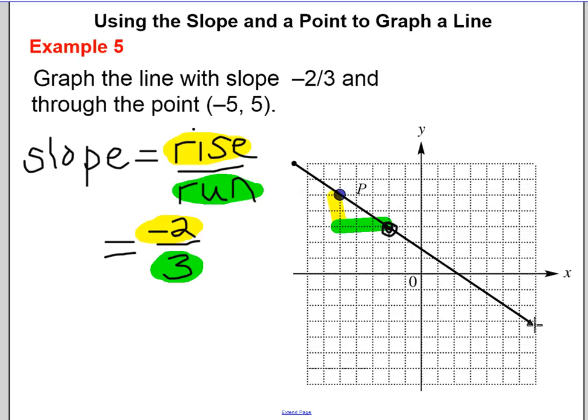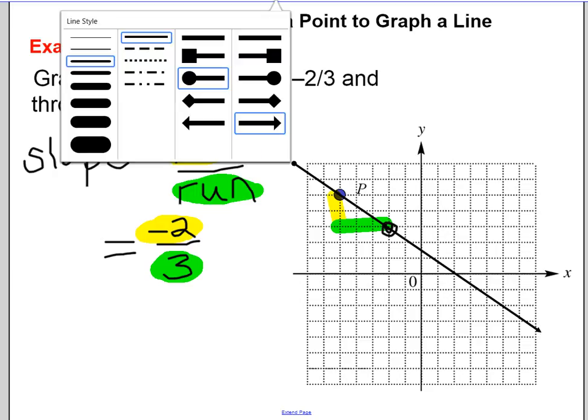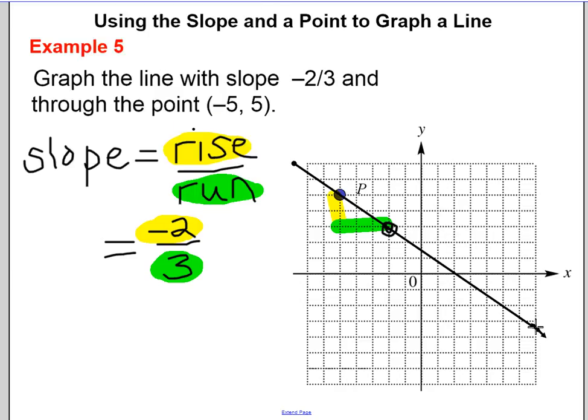And that's going to look something like that. And when you're graphing a line, you want both sides of the line to have arrows indicating that the line goes forever in both directions.